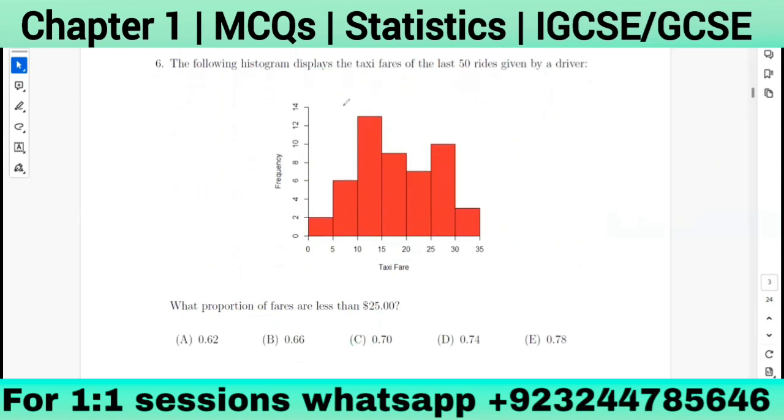The following histogram displays the taxi fares of the last 50 rides given by a driver. So these are the taxi fares and these are the frequencies. What proportion of the fares are less than $25? So first of all, let's find them all.